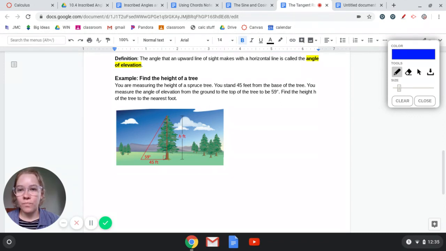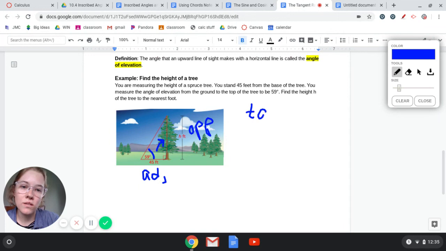Okay, so you're measuring the height of a spruce tree. We're 45 feet away from the base. The angle of elevation from the ground to the top of the tree is 59 degrees. Find the height of the tree to the nearest foot. So we know this is a reference angle. We're looking for the opposite side, and we know the adjacent side, so we're going to use tangent.